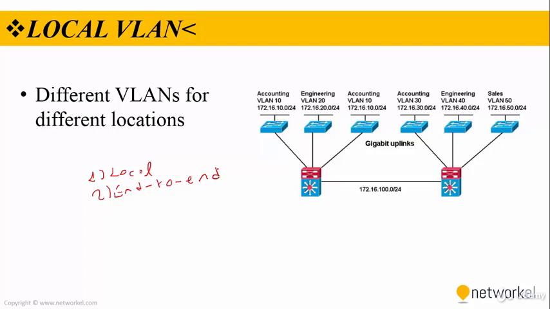In this module, you use different VLANs for different geographical regions. For example, as you can see in the picture, we have accounting VLAN, that's VLAN 10 for this location, but for another location, we are using VLAN 30 for the accounting. For example, engineering using VLAN 20 in here, and engineering using VLAN 40 in other location of the corporate building.